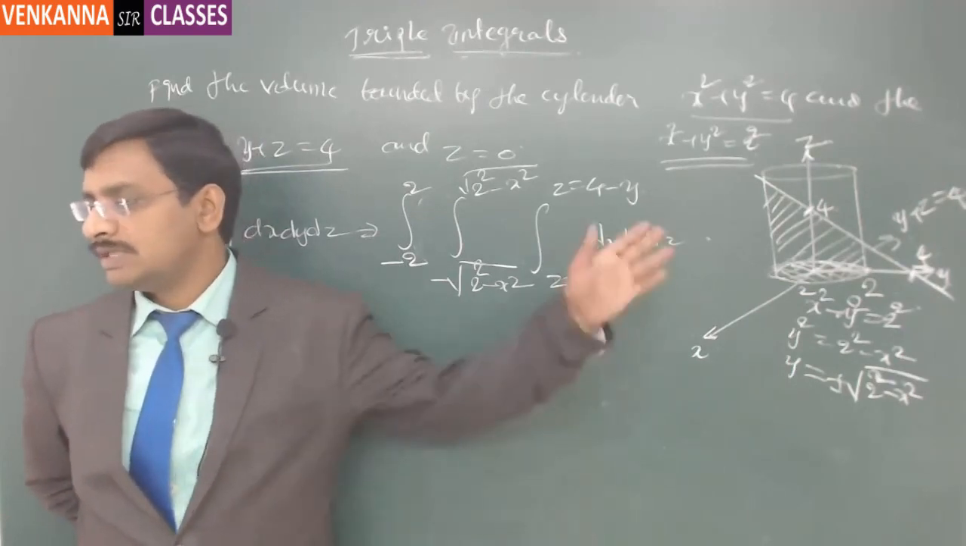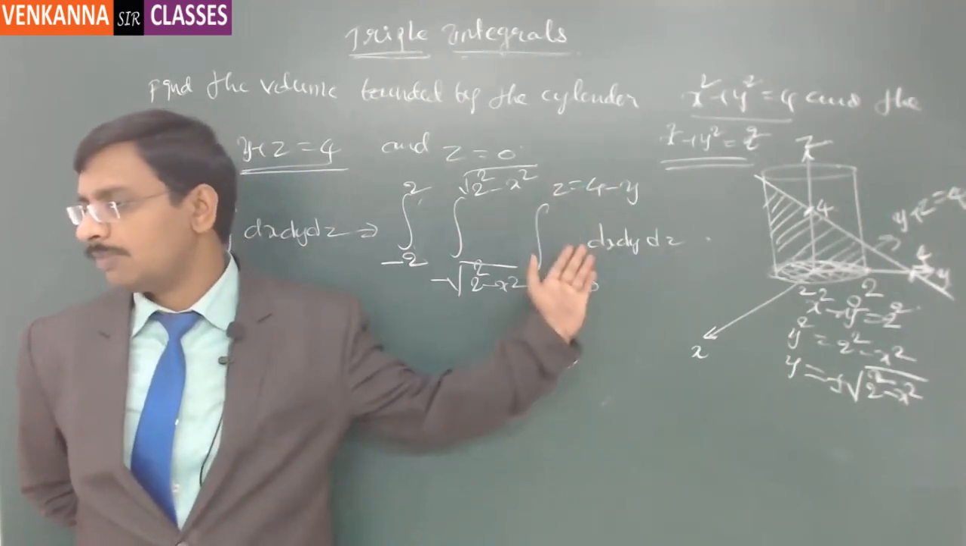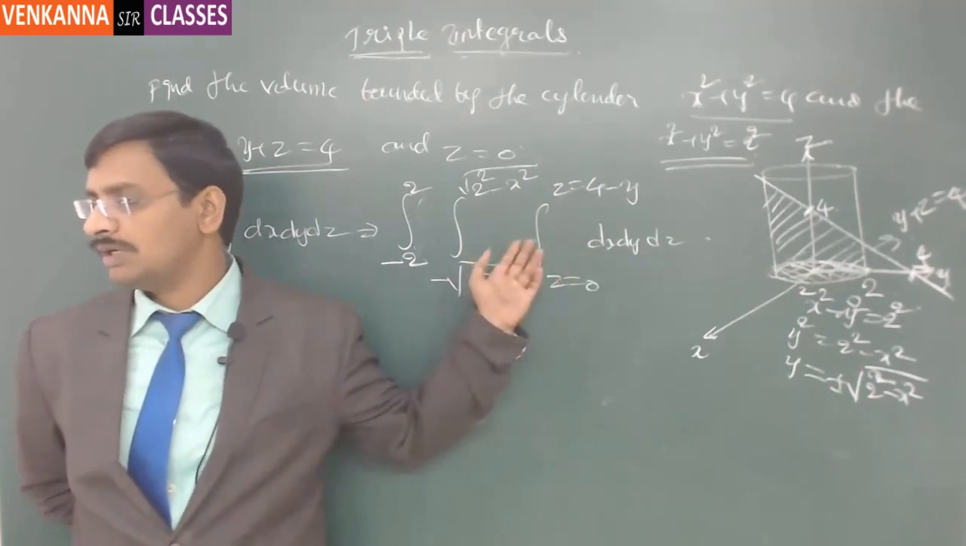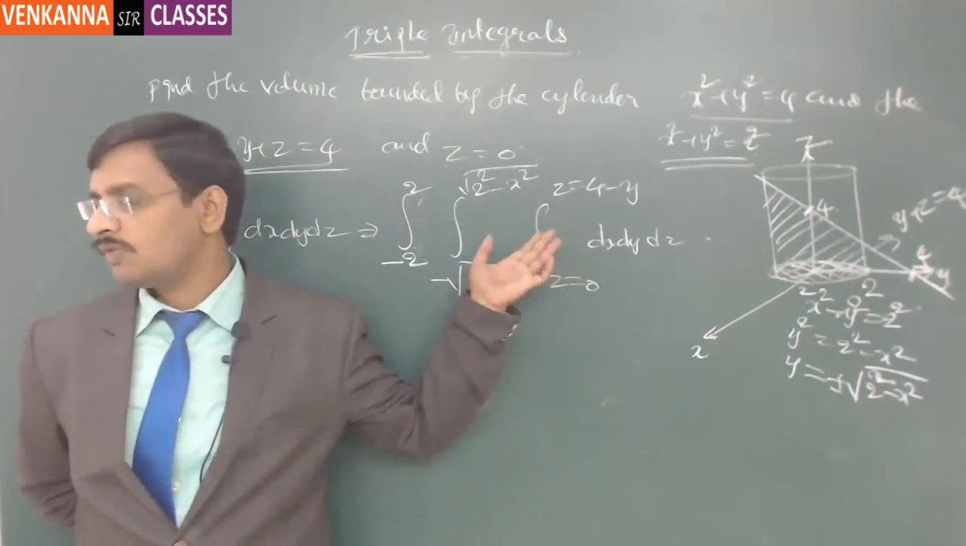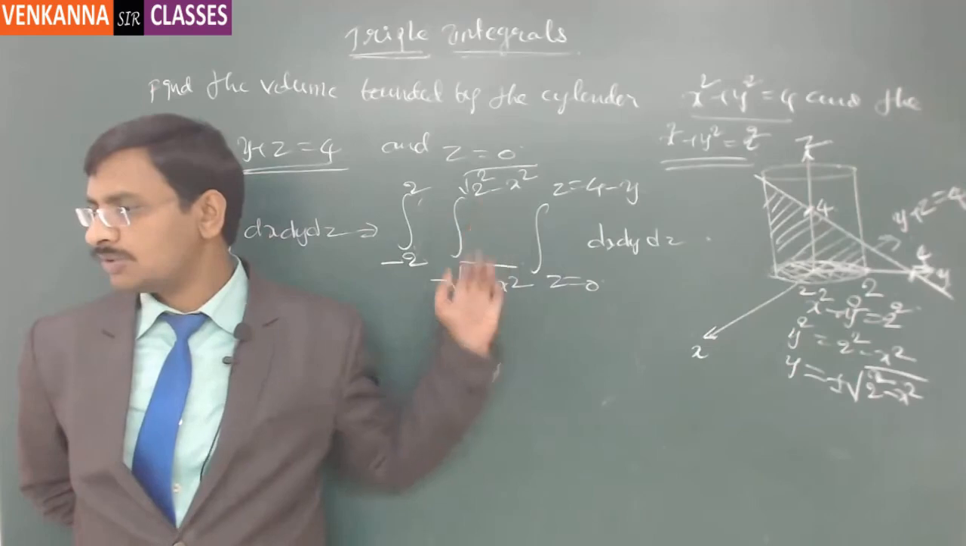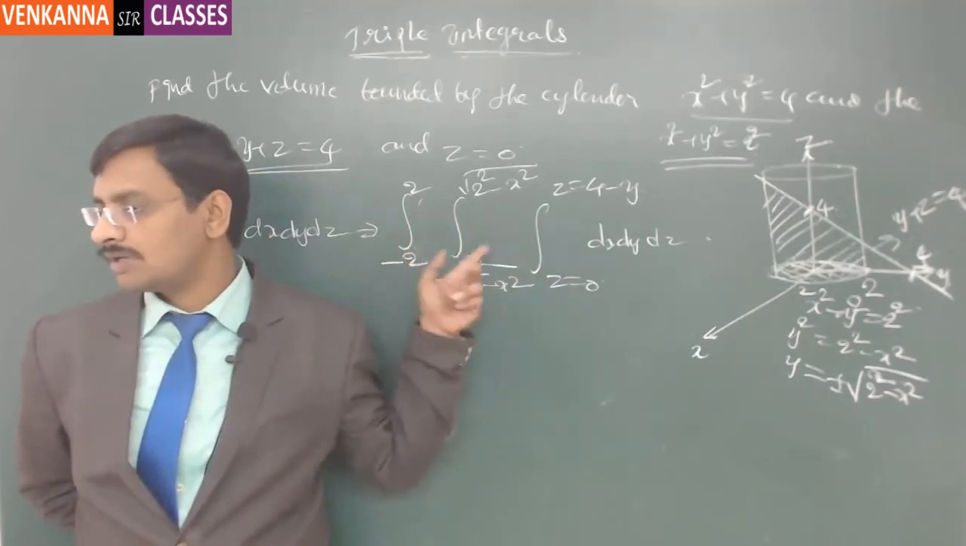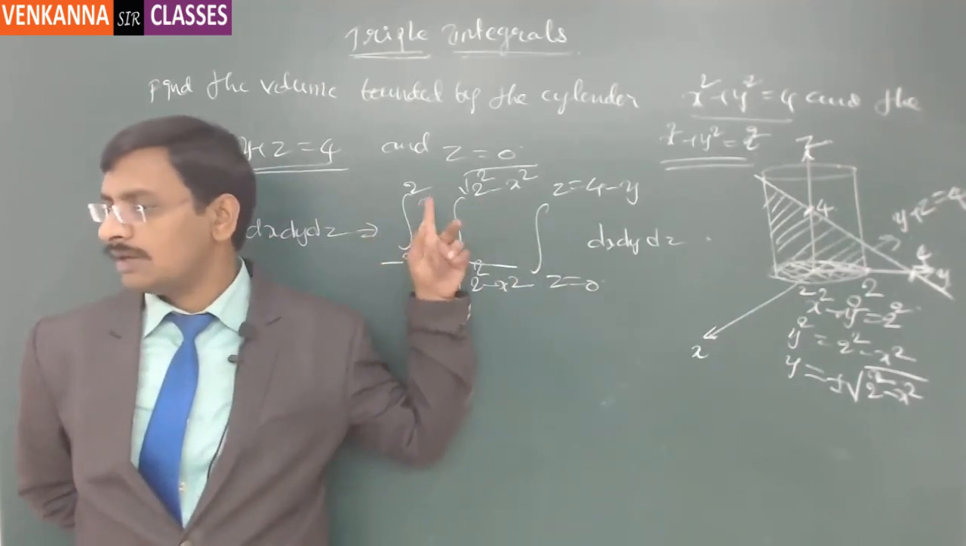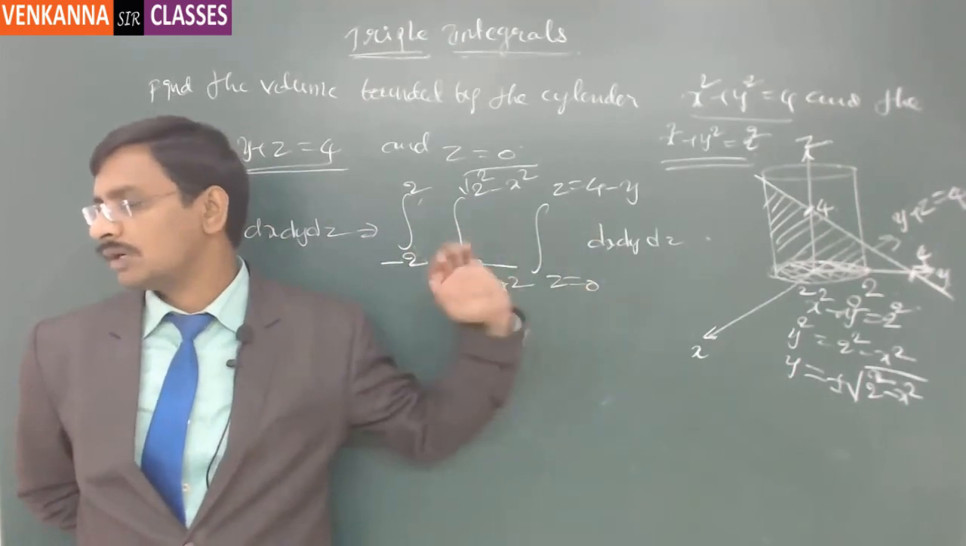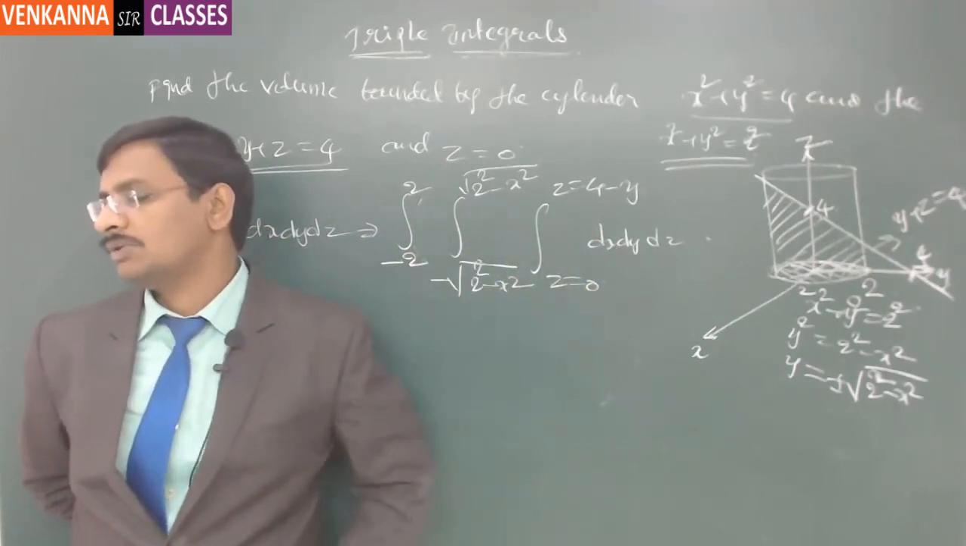First, integrating dz gives z, with the upper limit 4 minus y. Then do the integration with respect to y, giving 4y minus y square by 2, and substitute these limits. Whatever it comes to, integrate with respect to x and substitute these limits, and you are going to get 16 pi. Understood?